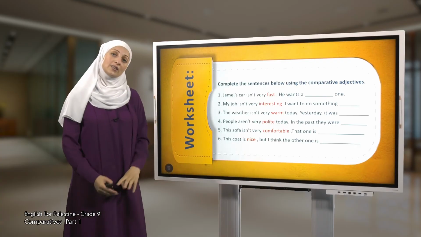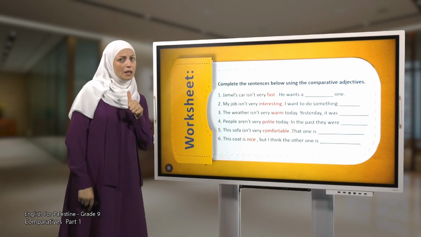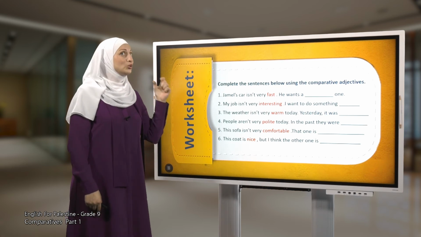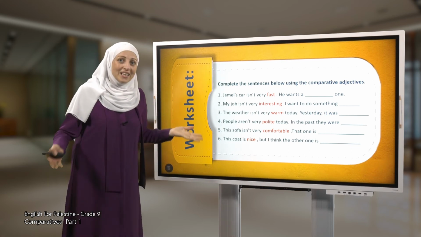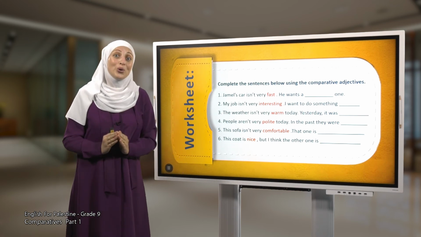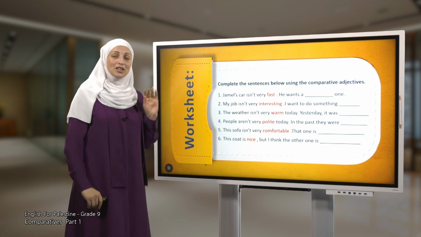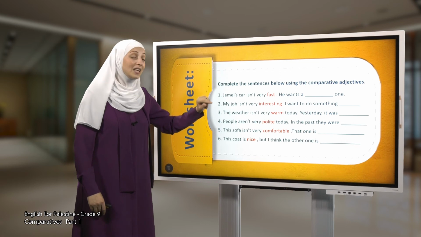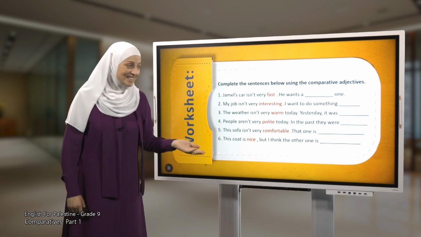Okay, let's look at interesting. Is it a one-syllable adjective, or two syllables or more? Interesting. So it's more than three syllables. I have to add more, then write the adjective as it is. So it becomes, I want to do something more interesting.